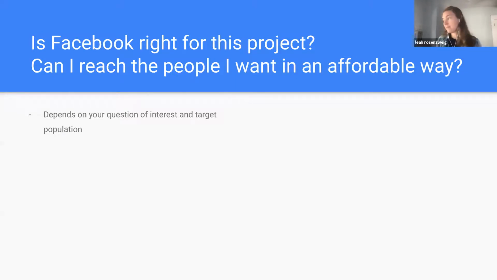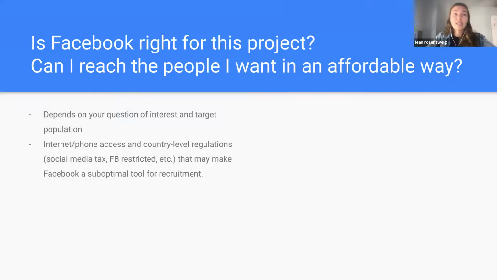Similarly, again obvious, but people are self-administering any kind of survey, so there has to be a decent rate of literacy among your target population. Secondly, and perhaps less obvious, there are sometimes country-level regulations, whether that's a social media tax like in Uganda, or Facebook being restricted in some countries, that make Facebook a suboptimal tool for recruitment. So that's something to just be aware of as well.